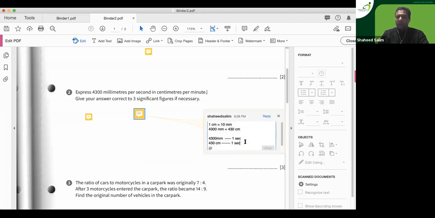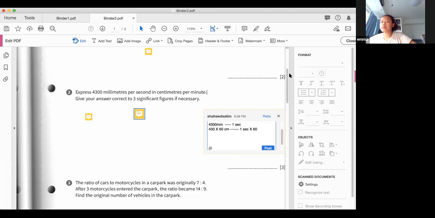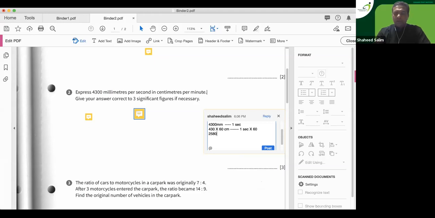So 1 second is only 1/60. You got to times the second by 60. Why? Because you want 60 seconds. Right? So on this side, you also need to times by 60. Now, what is that? 430 times 60. What's your answer? 25800. 25800 cm in 1 minute.